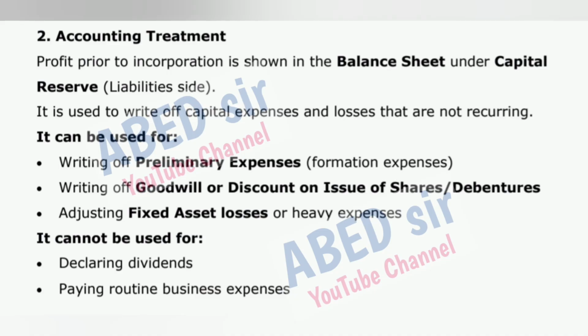It is used to write off capital expenses and losses that are not recurring. It can be used for writing off preliminary expenses, formation expenses, writing off goodwill or discount on issue of shares, debentures, adjusting fixed asset losses or heavy expenses. It cannot be used for declaring dividends or paying routine business expenses.